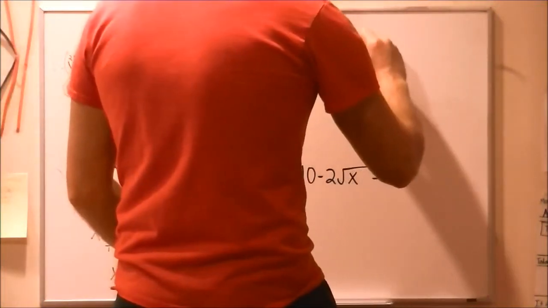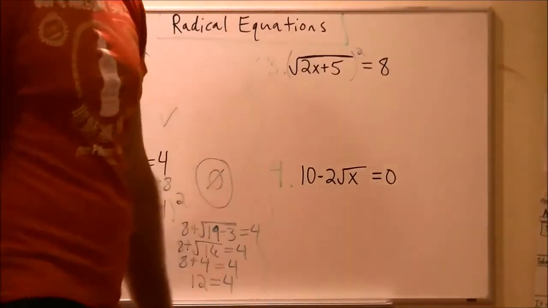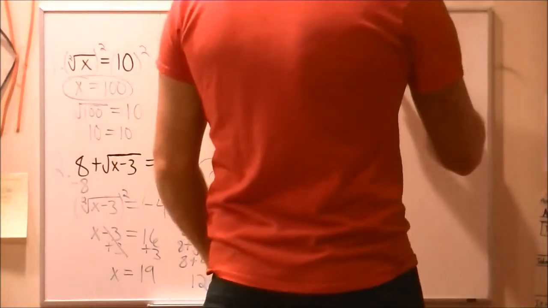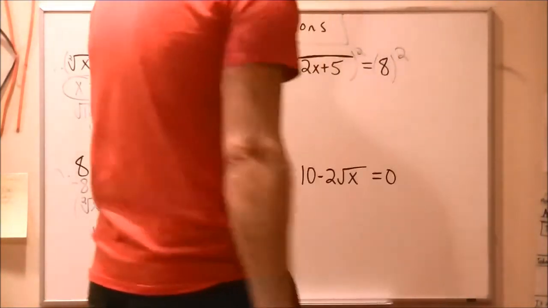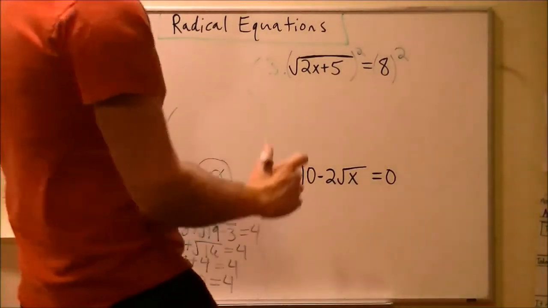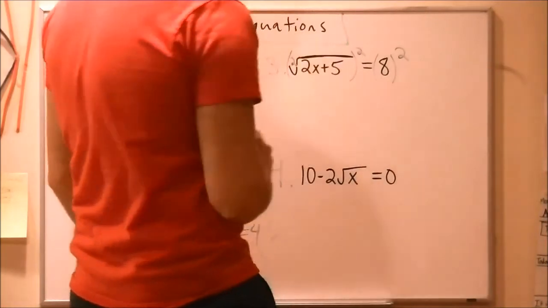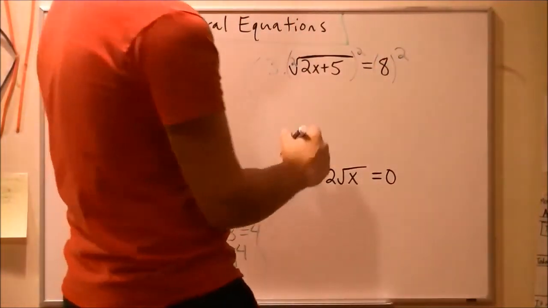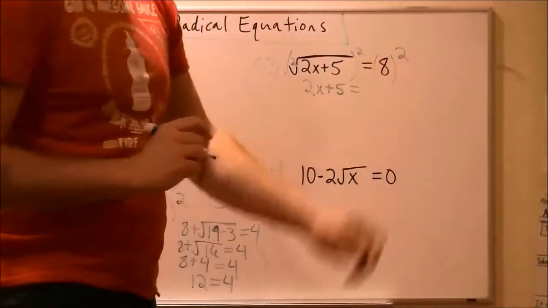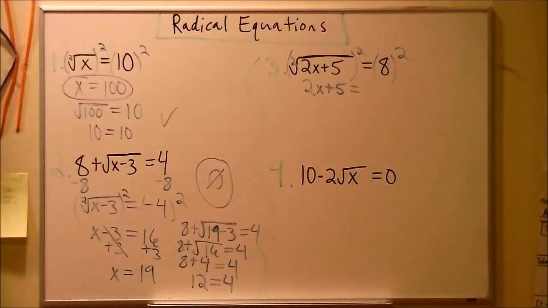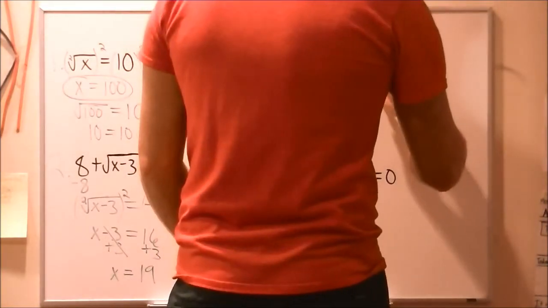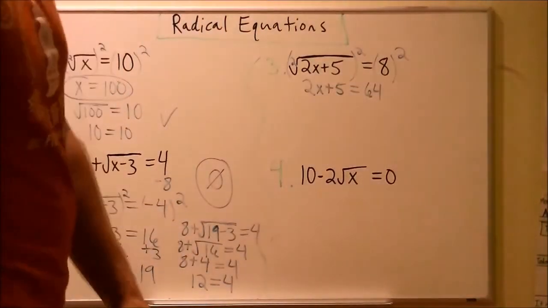We put that in parentheses, and we square it. But whatever we do to the left side, we also have to square that 8 on the right side, don't we? The squaring and the square root cancel each other out, and I'm just left with 2x plus 5 equals not 8, but 8 squared. What is 8 times 8? If you said 64, you are on your way to becoming a genius.